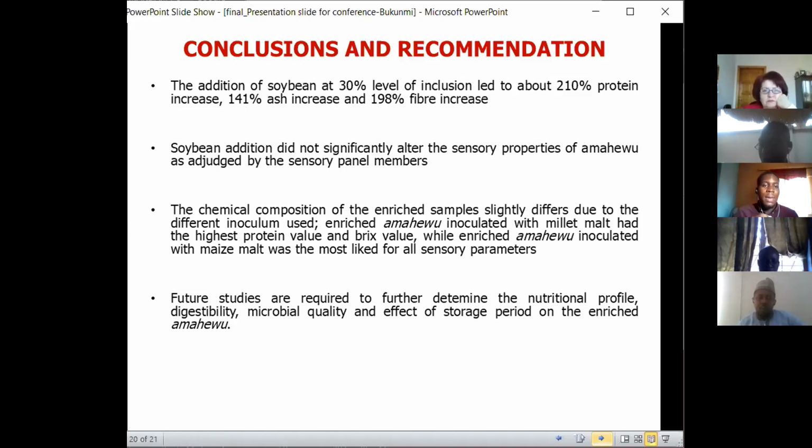The chemical composition of the enriched samples were slightly different from each other because of the different inoculum used, because it's the only difference within the samples which are enriched. We can see that the sample inoculated with malted millet had the highest Brix and protein value, while the sample inoculated with malted maize was most liked among the consumers.